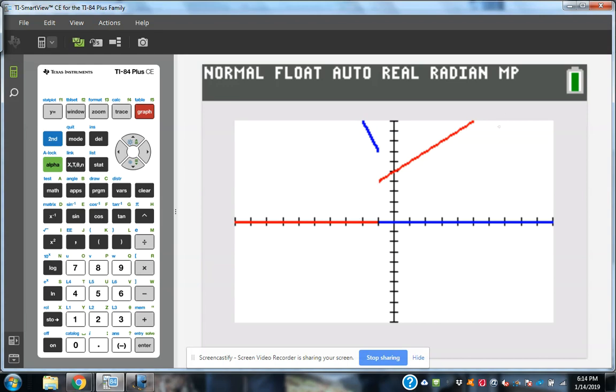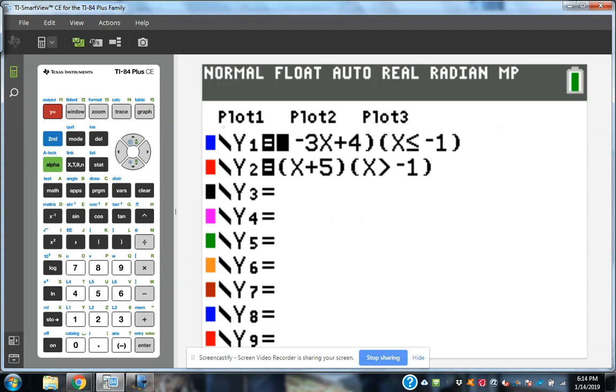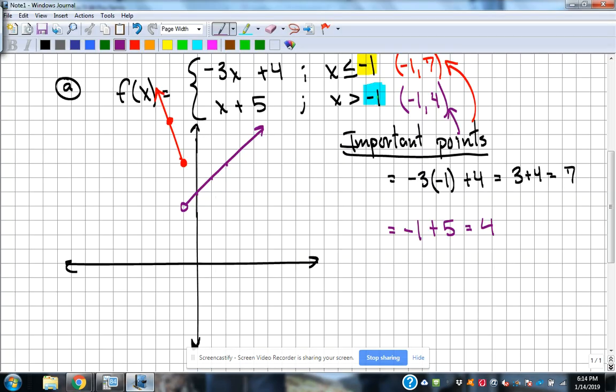Okay. You have to do one piece at a time. y1 should be your first piece. y2 is going to be your second piece. If there's a third piece, it would be y3, and you just keep going from there. All right, let's talk about the domain of this piecewise.